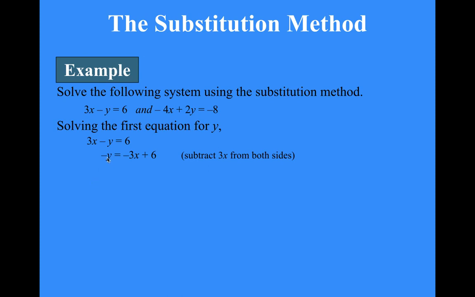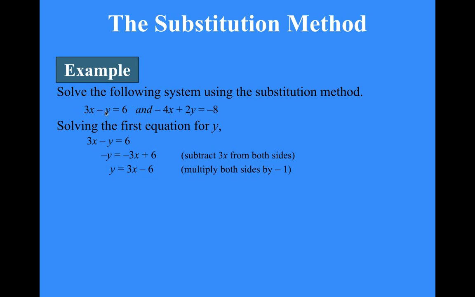Now how do I get rid of that negative y? This negative symbol, I need to keep the y, get rid of the negative. To make this positive, I can either multiply or divide, doesn't matter which one I do, by negative 1. I'm going to multiply in this case. Negative 1 times negative y gives me positive y. Negative 1 times negative 3x gives me positive 3x. Plus 6 times negative 1 gives me minus 6. Okay?